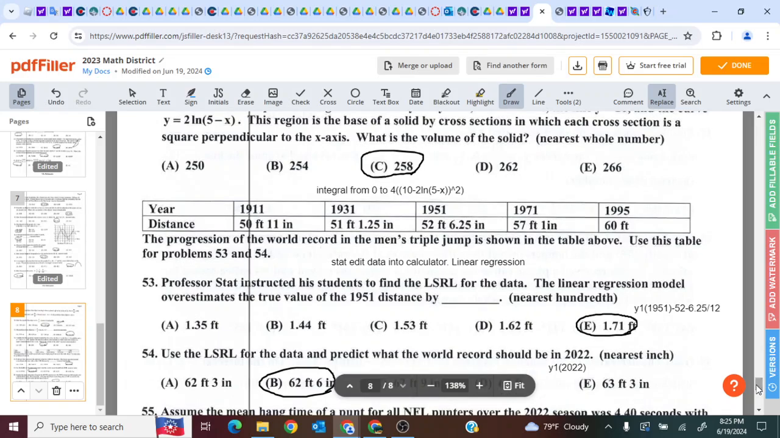Number 53, you have a bunch of years and a bunch of distances. Create a linear regression model: put the x values into L1, y values into L2, run linear regression, and store in Y1, and you will have an equation that represents the data. You want to figure out the error in that estimation. So you simply do your new y value for 1951 minus the actual value for 1951 as shown here, and you'll get 1.71 feet.